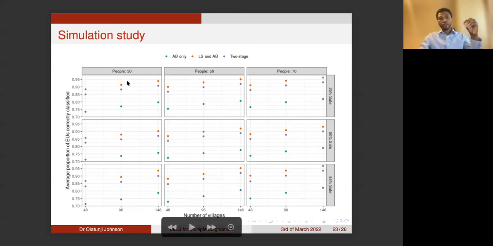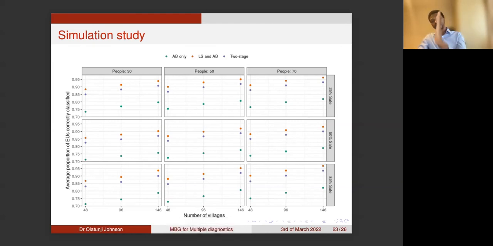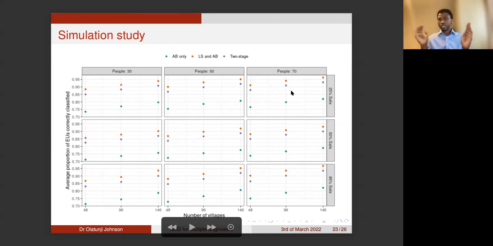If you look over the columns, we have 30 people in this column, 50 people in this column, 70 in this column. That means we vary the number of people that are sampled in each village. Let me tell us what goes on in the x-axis of each panel. The x-axis is showing the number of villages that are sampled. That is, we also vary the number of villages.